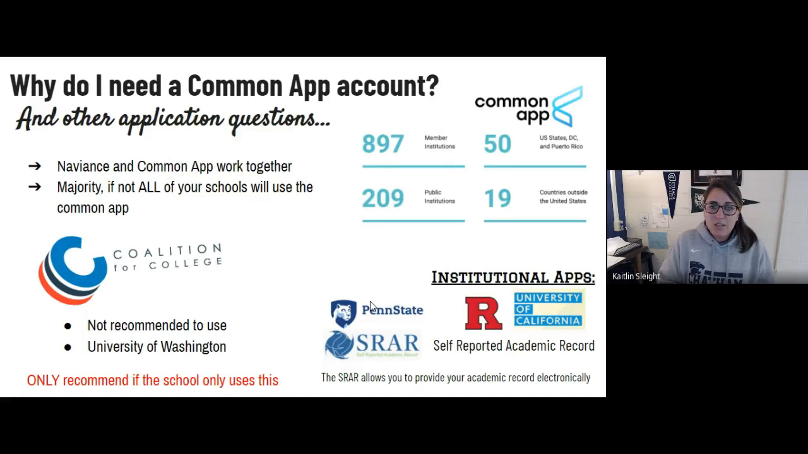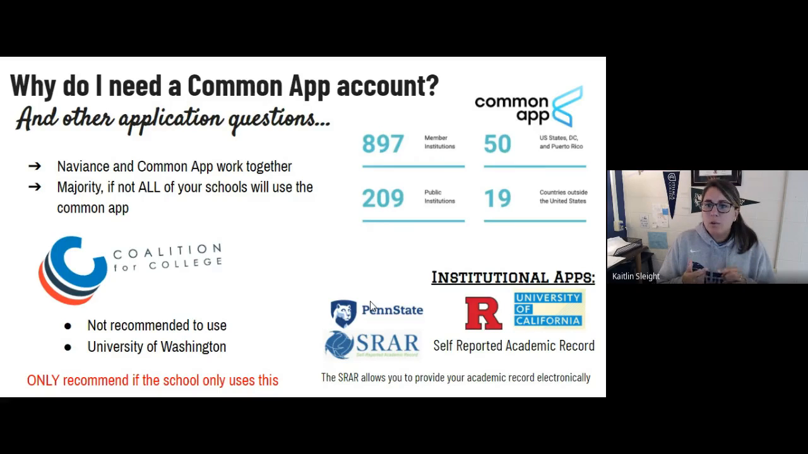To my knowledge, the only college that only uses Coalition is the University of Washington. So if you're applying there, then you're using Coalition, but if you're not, we highly recommend you use the Common App. There also are applications that colleges create on their own, so institutional apps.